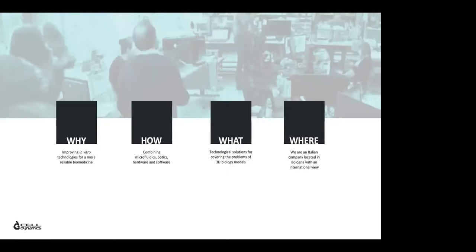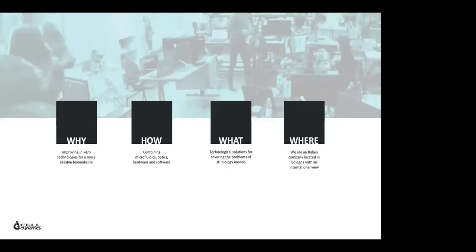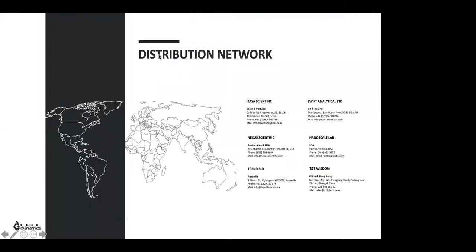And today we will cut into details the features of the weight system that is, let me say, a lab weighing scale specifically designed not for liquids and powders as we normally do, but for 3D biological samples. We have already established a nice network of exclusive distributors to cover a large part of the world. So Swift Analytical is covering UK and Ireland. So feel free to reach out to us directly or to our local distributor for any more inquiries or requests.